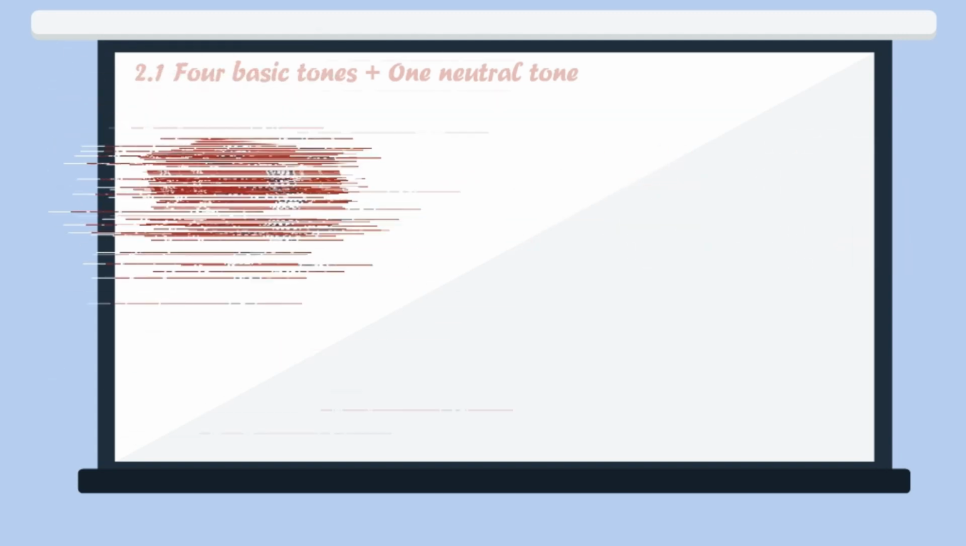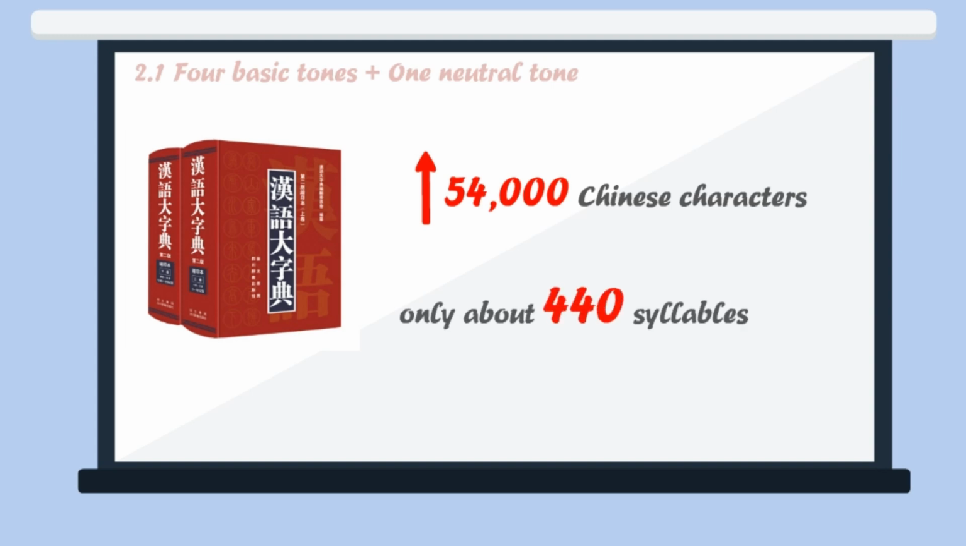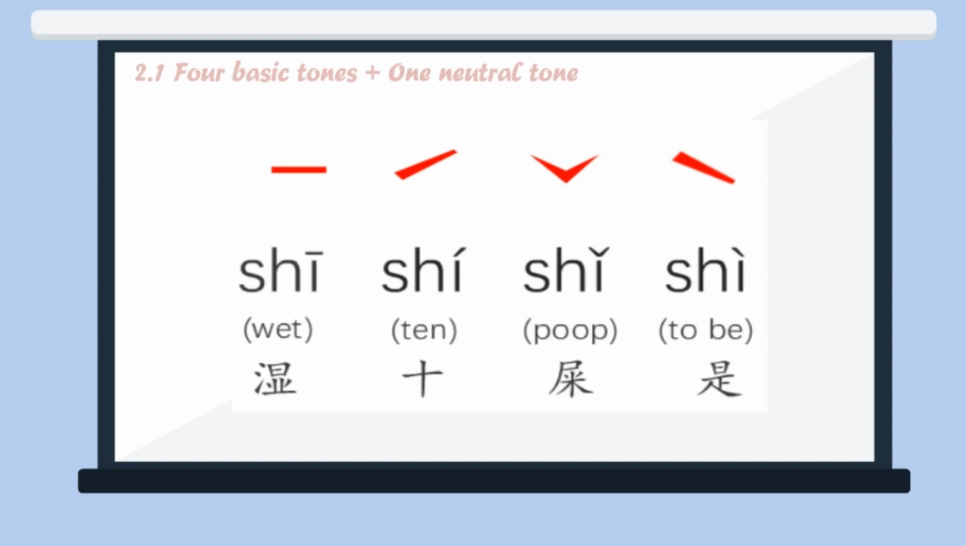In the Comprehensive Chinese Character Dictionary, there are more than 54,000 Chinese character entries. But these characters are represented by only about 440 syllables. It means there are considerable homophones in Chinese. You can look at the example in Lesson 1. 是 in different tones has different meanings.